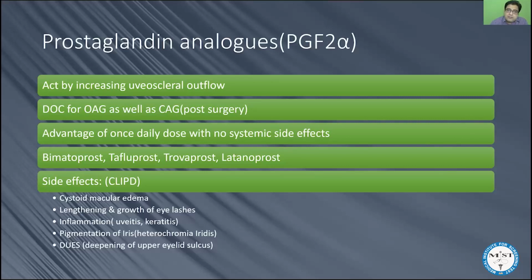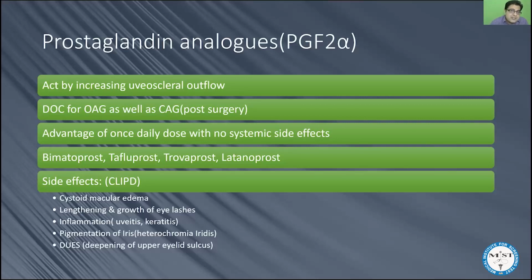Number two, if we compare this group of medicines with the second first line drugs, that is beta blockers. So there is one more group of medicines, we call them beta blockers, also used as first line drugs. So if we talk about prostaglandins in comparison to beta blockers, these medicines are not associated with any systemic side effects. So wonderful medicines to be used clinically.